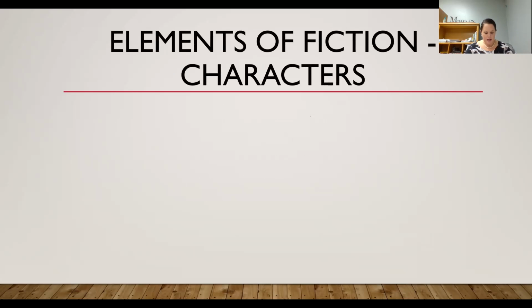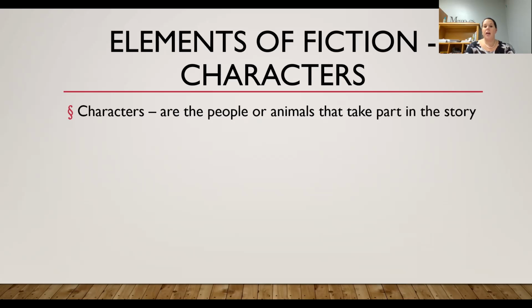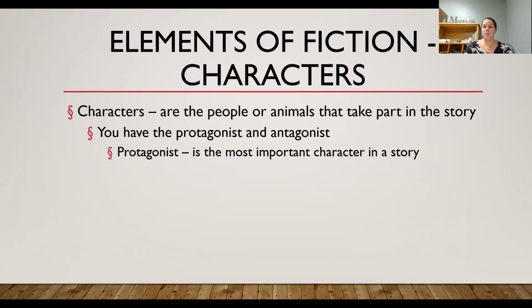All right. Now, fiction. We're going to talk about fiction real quick with characters. Characters are going to be the people or animals that take part in the story. Remember, fiction is fake. It can have to do with animals talking, animals doing things. You've got a protagonist and an antagonist. The protagonist is going to be your most important good guy in the story. Your antagonist is going to be the one that has a problem with your protagonist. Antagonist is fighting. Antagonist is the problem.